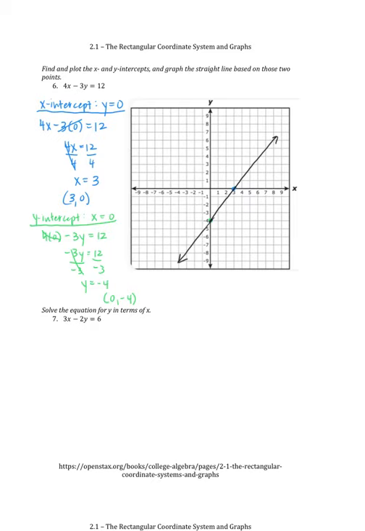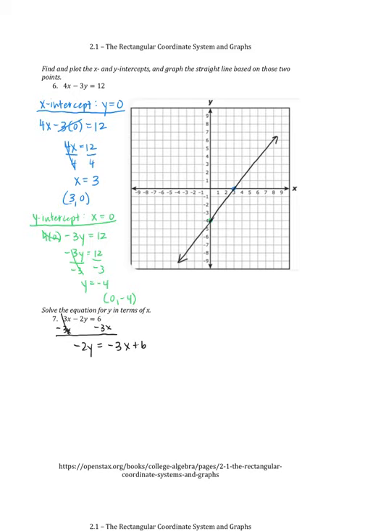All right, so the next thing we have is solve the equation for y in terms of x. So we want to get y by itself. That's what this means. So in order to get the y by itself, we need to move everything else away. So we're going to start by subtracting the 3x from both sides. That zeroes out, so we have negative 2y equals negative 3x plus 6.